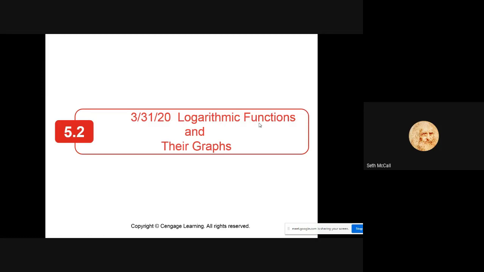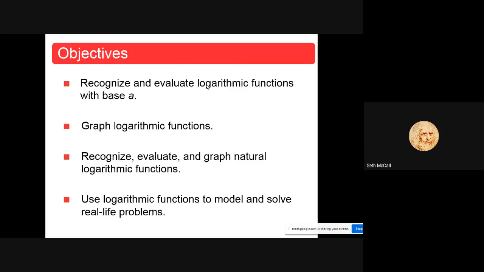As I had said in class back when we were still meeting on a daily basis, logarithmic functions are the inverse of exponentials. So they're a pretty important tool that we have to work with exponential functions.